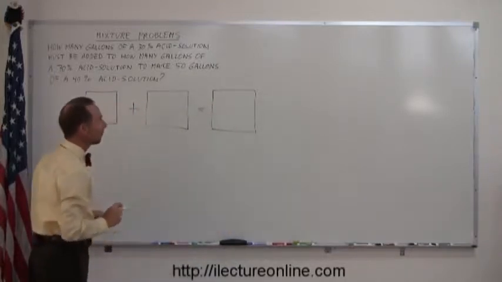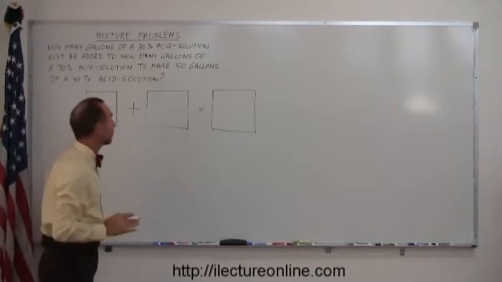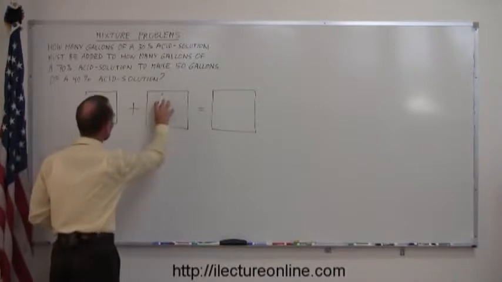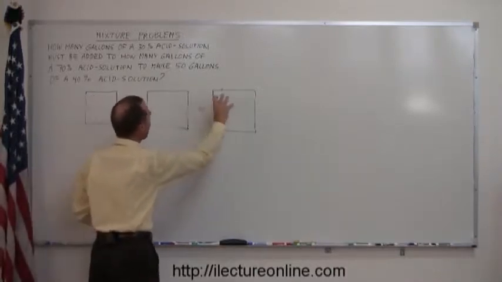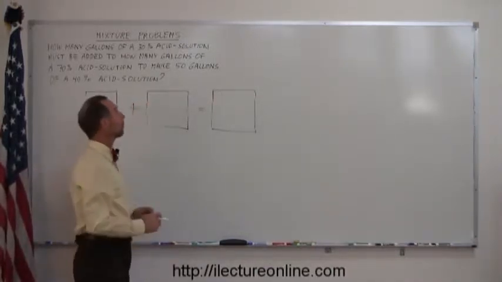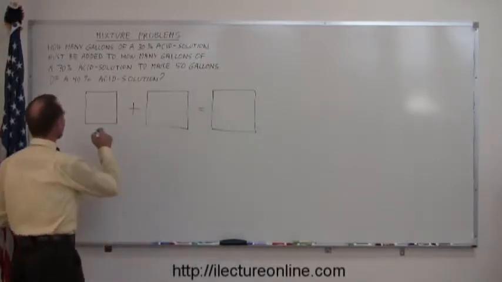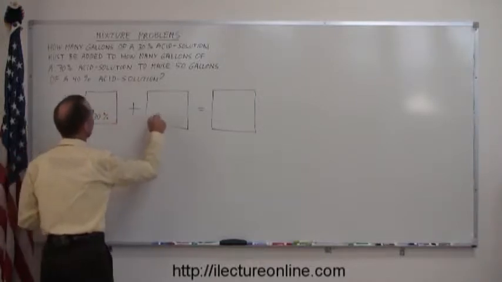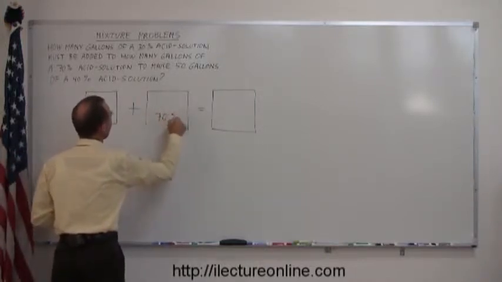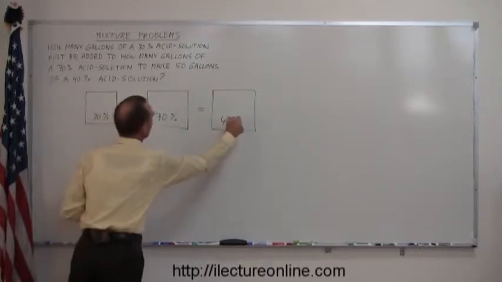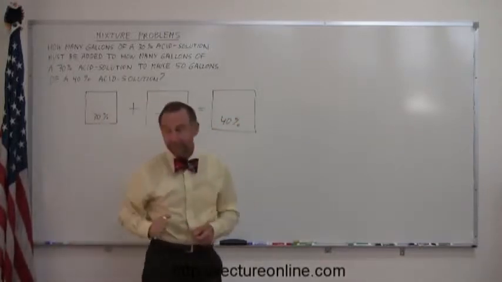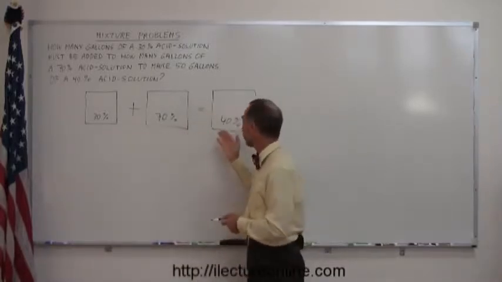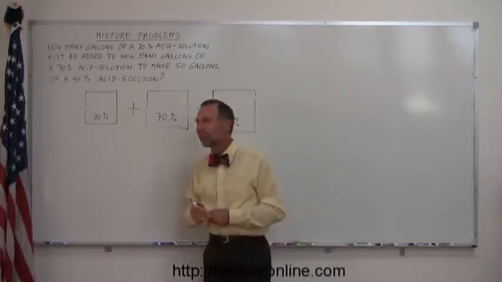So what I recognize is that I'm mixing two different kinds of solutions together. One that's a 30% solution to one that's a 70% solution, and that will produce a mixture that is a 40% solution. So I'm going to write that this is a 30% solution, this is a 70% solution, and this becomes a 40% solution. All of a sudden, this problem is not so complicated anymore. I can now clearly see that I'm mixing two different kinds of solutions to produce a third solution with a particular concentration of acid.